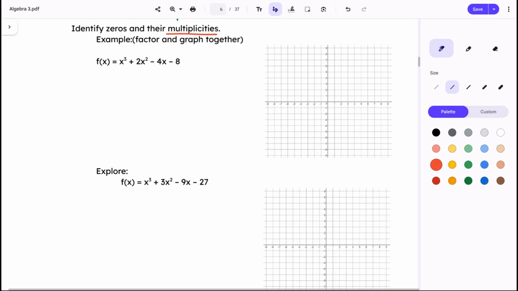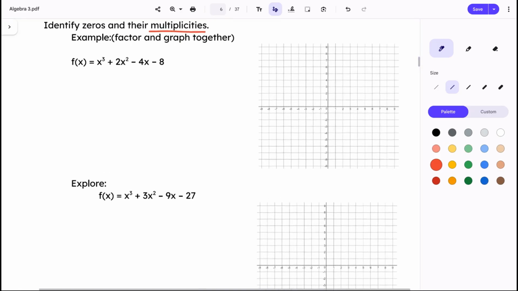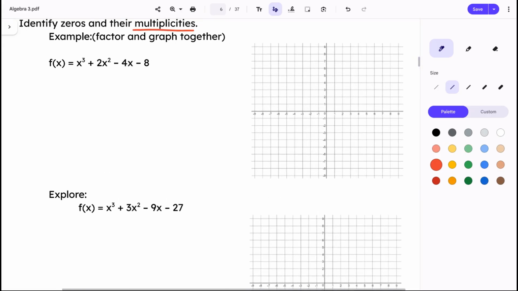And I kind of talked about this a little bit yesterday. Multiplicities just means if a number shows up more than once, we would state that. Like we would say multiplicity of however many times that answer came about when we were solving it. So this first one, we're going to factor it just like we did yesterday. We're going to group and factor here.